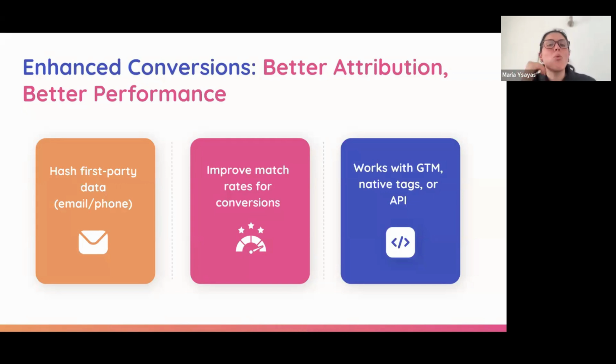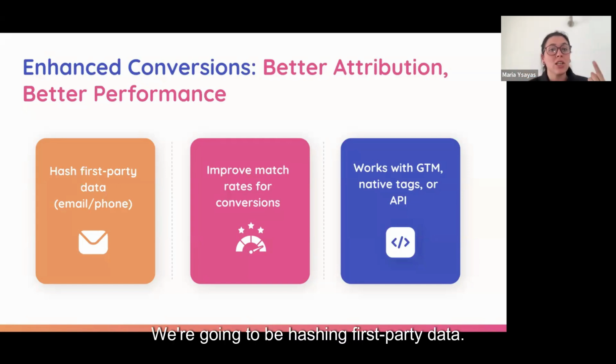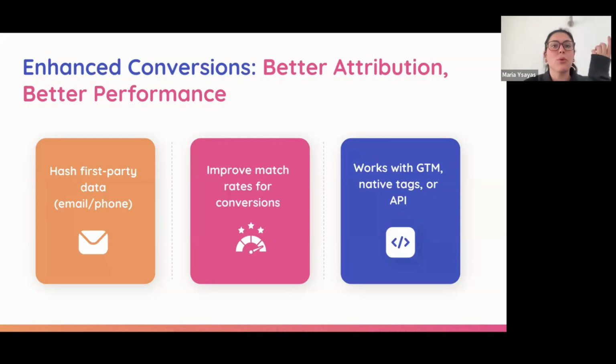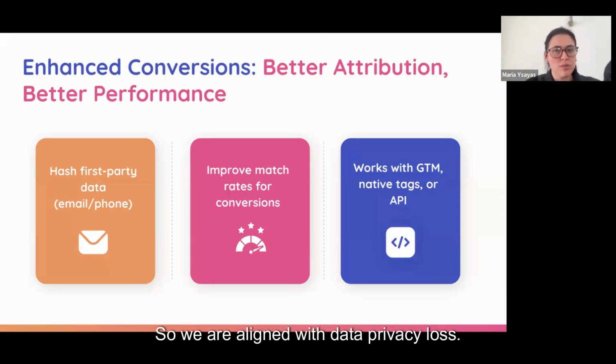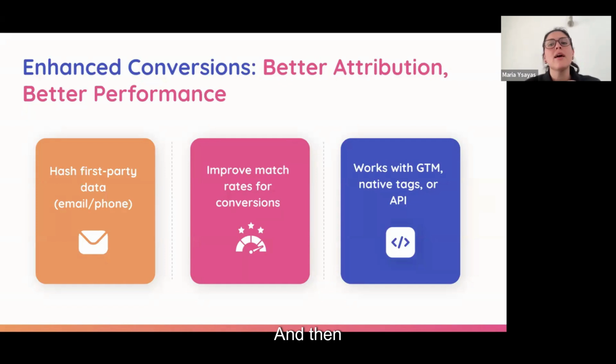So what does enhanced conversion bring to the conversation? We're going to be hashing first party data, so we are aligned with data privacy laws. Secondly, it improves the match rates for our conversions. As I was saying before, we are able to identify and match more users. And then we can implement it with Google Tag Manager, or we can do an automatic implementation through the API or directly through the Google Tag.